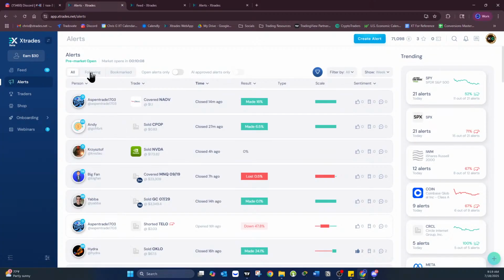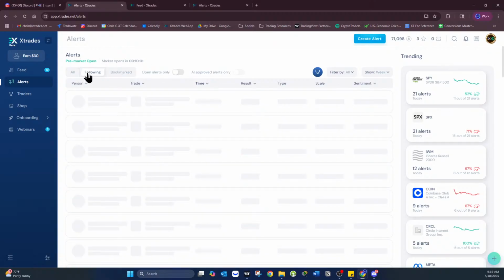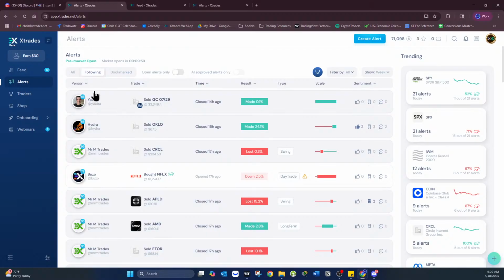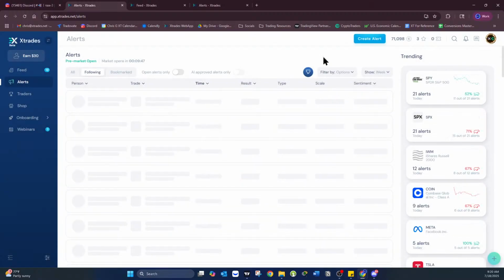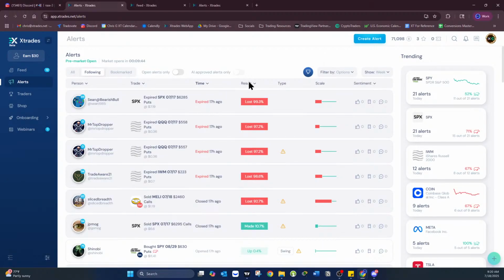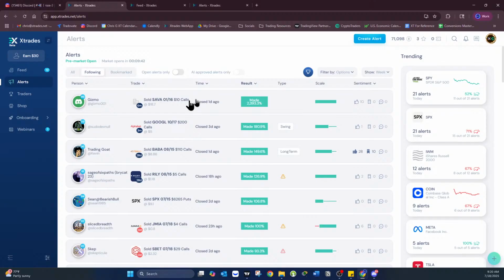So the beautiful thing about the app is that you have the ability to follow specific traders based on your preferences, right? So if I go to the following tab, these are only the traders that I am following specifically. I can filter this list down by stocks, or if I'm just interested in options, I can filter options only, right? And I can toggle this.